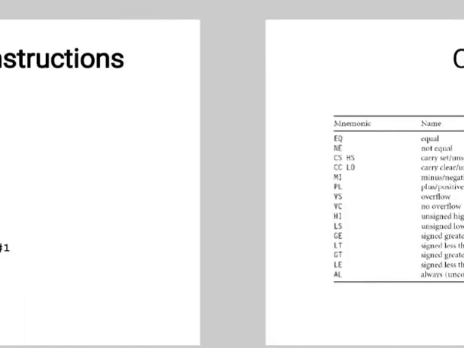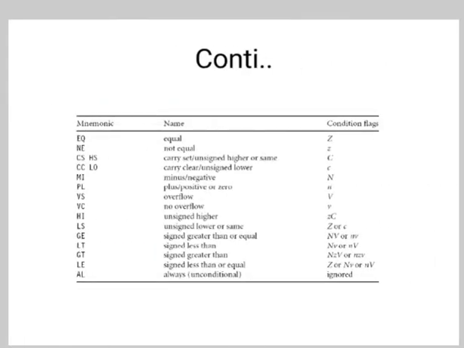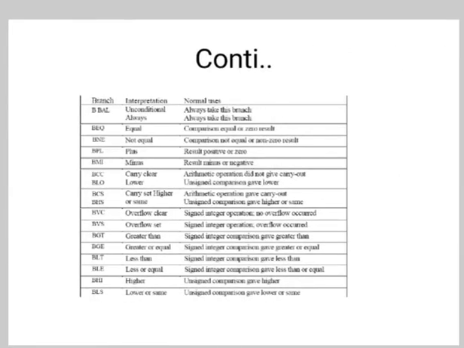So we have to remember this for branches. B is unconditional, BAL is always, that is always take this branch. BEQ is equal, that is comparison equal or zero result. Next BNE is not equal, that is comparison not equal or non-zero result. Next is BPL, that is plus, result positive or zero. BMI is, M is minus, so result minus or negative. BCC is carry clear, arithmetic operation did not give carry out.